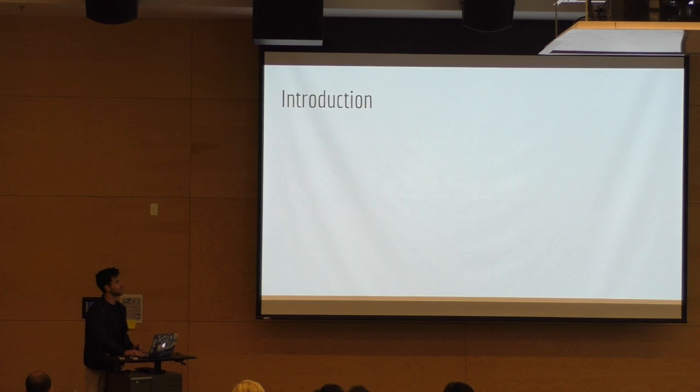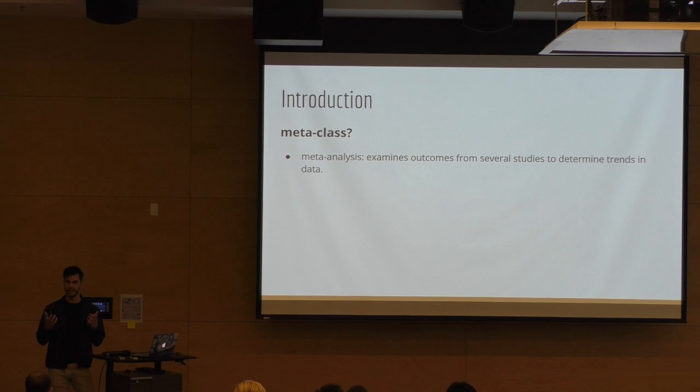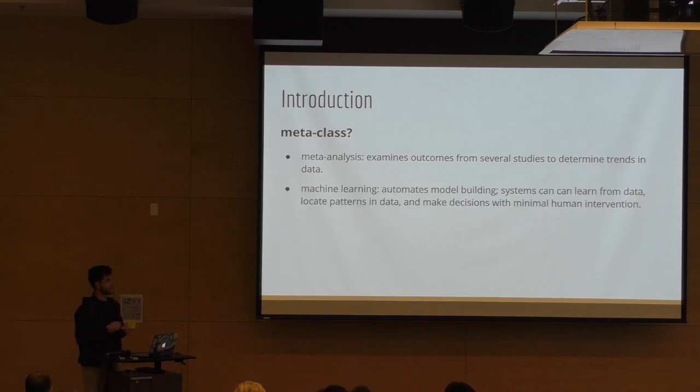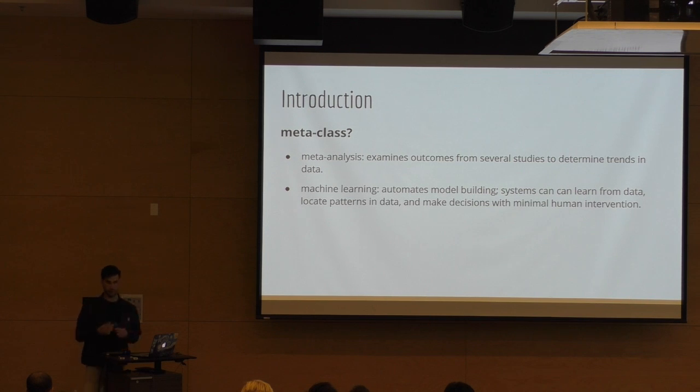So the inspiration for this, why MetaClass? Why these two sorts of concepts together? Well, we learned this week that meta-analysis examines outcomes from several studies to determine trends in the data. That's sort of where my background is. And then we sat through the talk on machine learning where we got other definitions for it, where machine learning automates model building. It also represents systems that can learn from data and locate patterns in data, and finally make decisions with minimal human intervention.